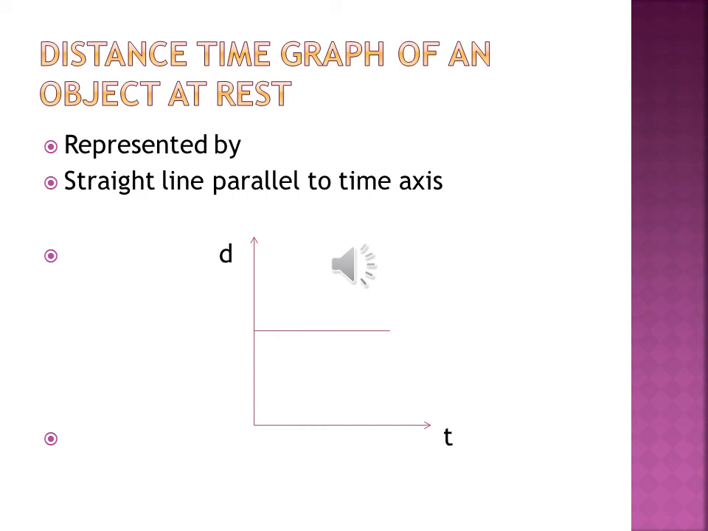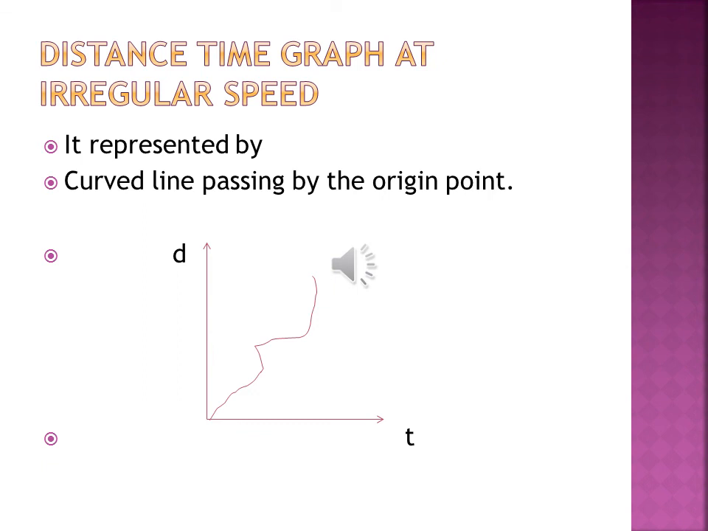Okay, focus well. The last graph in our part is the distance time graph at irregular speed. It is represented by a curved line passing through the origin point. Why do we draw it curved? Because it's an irregular speed. Okay, it's not constant, it's not fixed, it's not regular, so it has different values. The distance and time are different, unequal. So we will have a curved line like this. If we see a curved line, it will be an irregular speed. Okay, again, focus on the axis, focus on the y-axis.